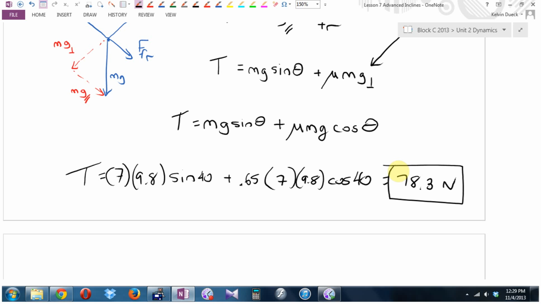Oh, and when is tension 0? When you're flat and level, if you put 0 degrees in there, the whole mg term vanishes, and all you're pulling against is friction. Everything else is somewhere in between.